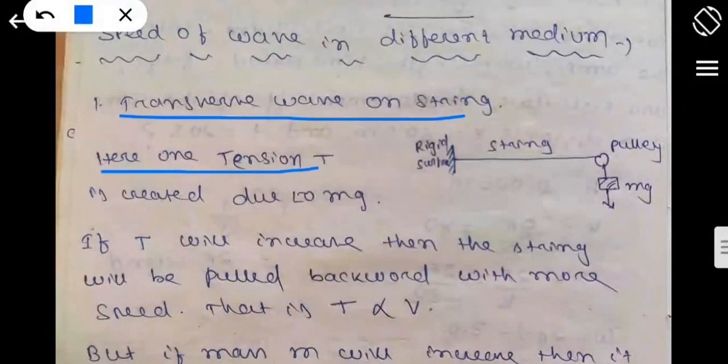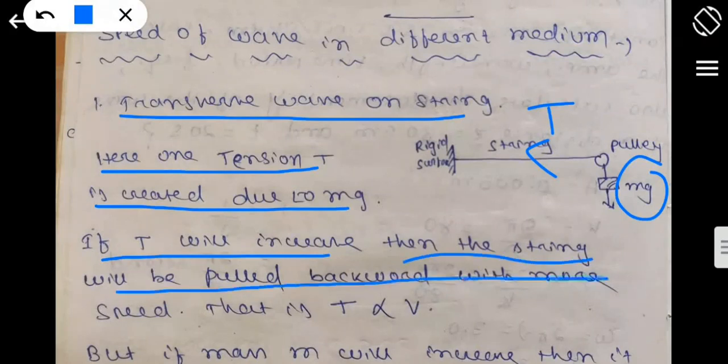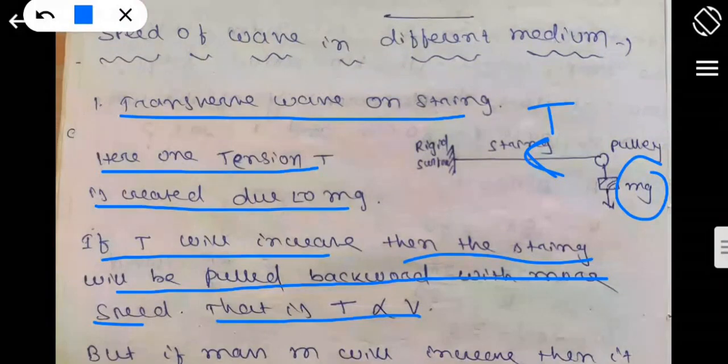Here one tension T is created due to mass mg, and if T increases, the tension will increase, then the string will be pulled backward with more speed. It will be pulled backward because of the tension, right? And so a more velocity is going to be produced when you pluck it. That is, T is directly proportional to V, as I have discussed.